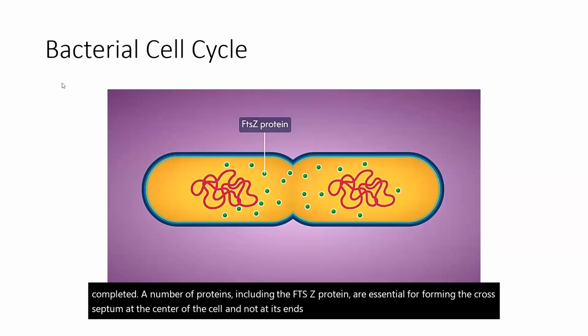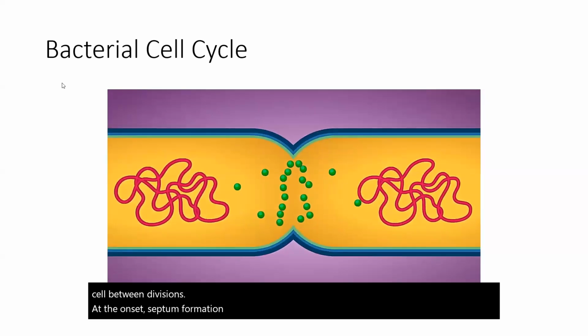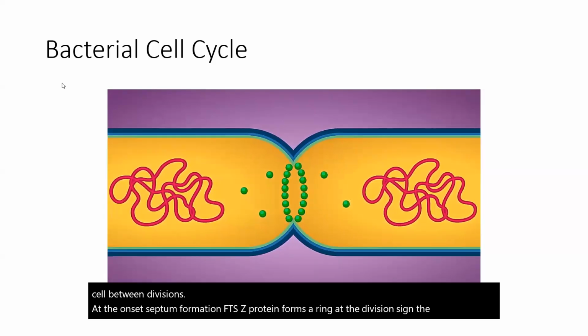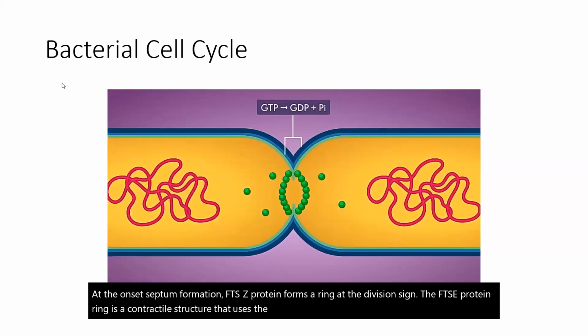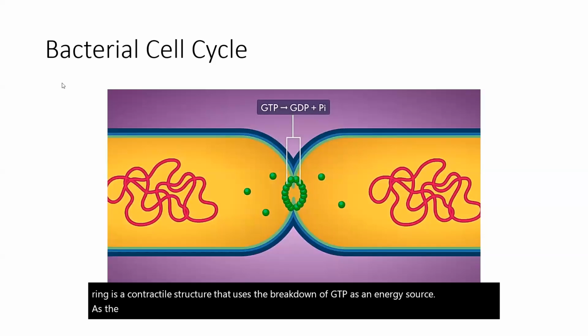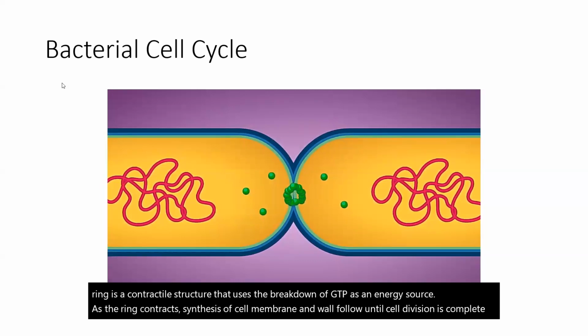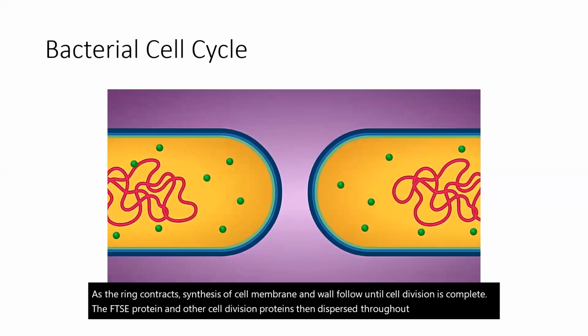These proteins are scattered throughout the cell between divisions. At the onset of septum formation, FtsZ protein forms a ring at the division site. The FtsZ protein ring is a contractile structure that uses the breakdown of GTP as an energy source. As the ring contracts, synthesis of cell membrane and wall follow until cell division is complete. The FtsZ protein and other cell division proteins then disperse throughout the cell.